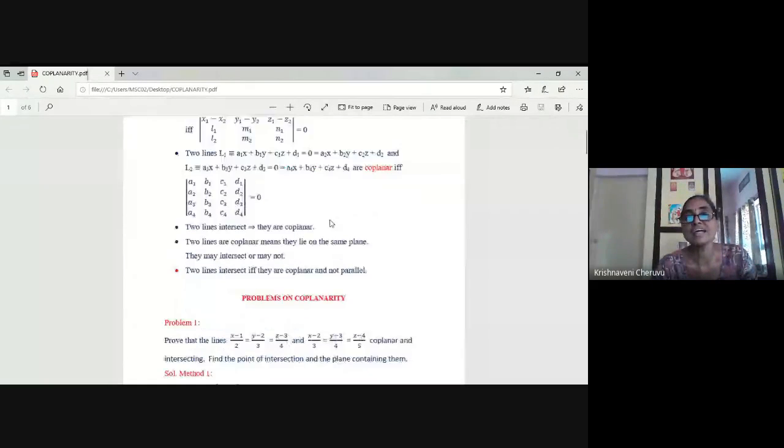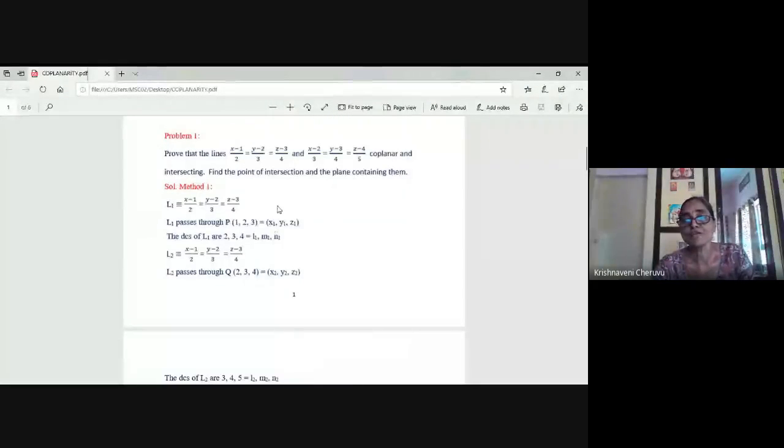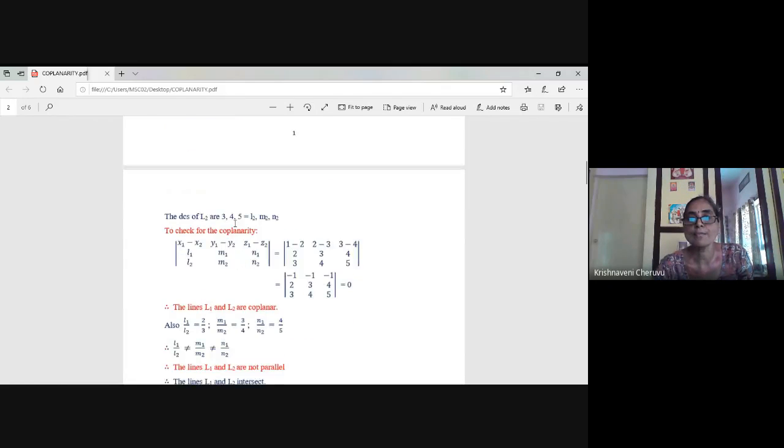So what I did here is, I'm doing this in two different methods. The first method is just by using the formula. So the first line I wrote, and this line is passing through the point 1, 2, 3. Let it be P, and it has DCs 2, 3, 4. Let them be L1, M1, N1. Now the second line is this, girls, and it is passing through the point 2, 3, 4. Sorry, I made a mistake earlier. See, I put 2, 3, 4 here, and it has DRs 3, 4, 5. So I put here 3, 4, 5.